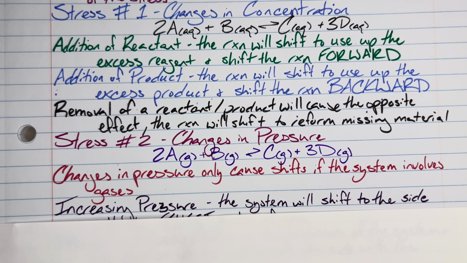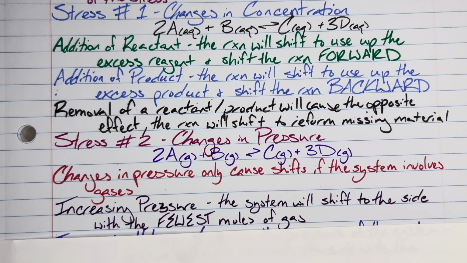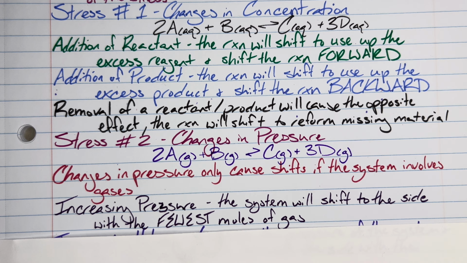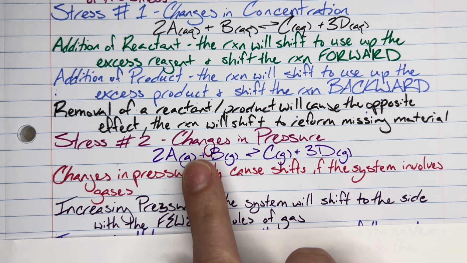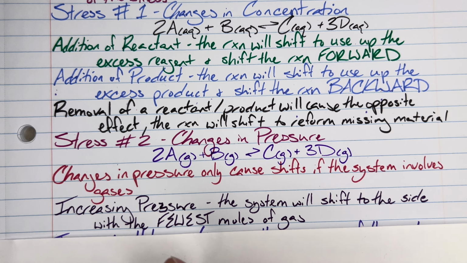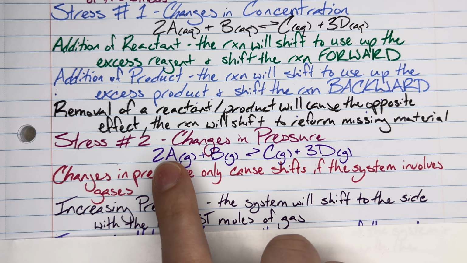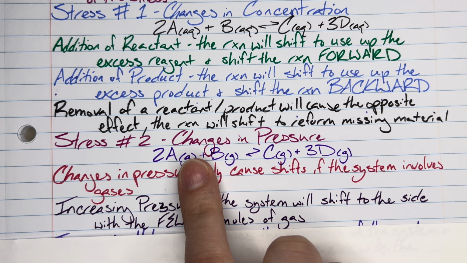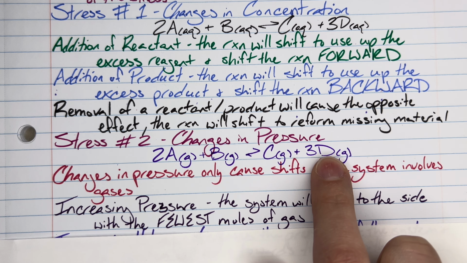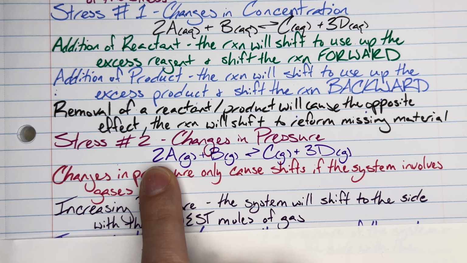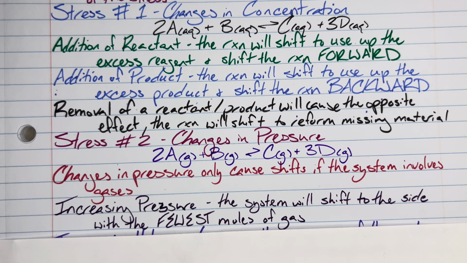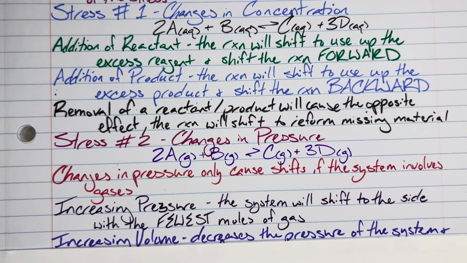If I were to increase the pressure, the system will shift to the side with the fewest moles of gas. So if I were to increase my pressure, I would look between these two sides of the reaction and see which overall has the least moles of gas. This has 2 plus 1, so 3 moles on the left-hand side. And this has 1 and 3, so 4. So if I increase the pressure, then I would go ahead and shift left to artificially decrease the pressure again and minimize that stress on the system.